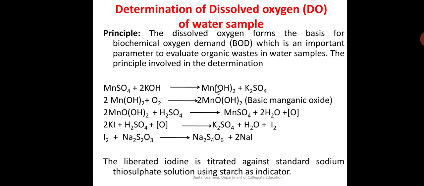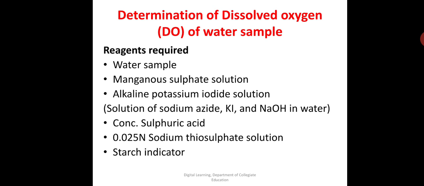The reagents we are using here are manganese sulfate solution and alkaline potassium iodide solution. This is a solution of sodium azide, potassium iodide and sodium hydroxide in water. You can also take potassium hydroxide instead of sodium hydroxide. We also need concentrated sulfuric acid, 0.25 normal sodium thiosulfate solution, and starch as indicator.